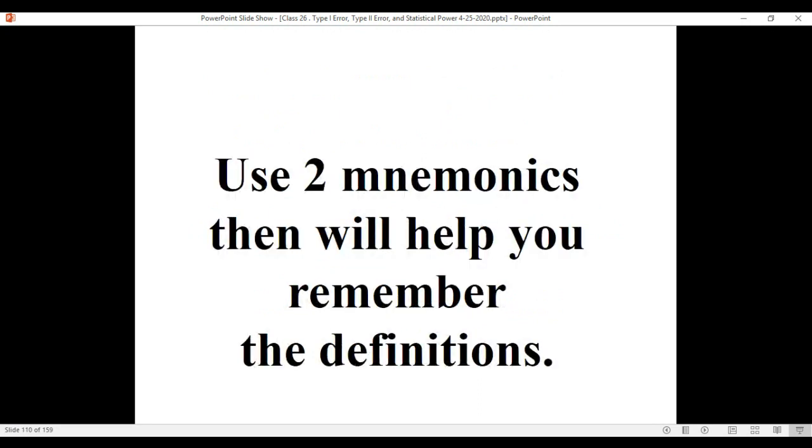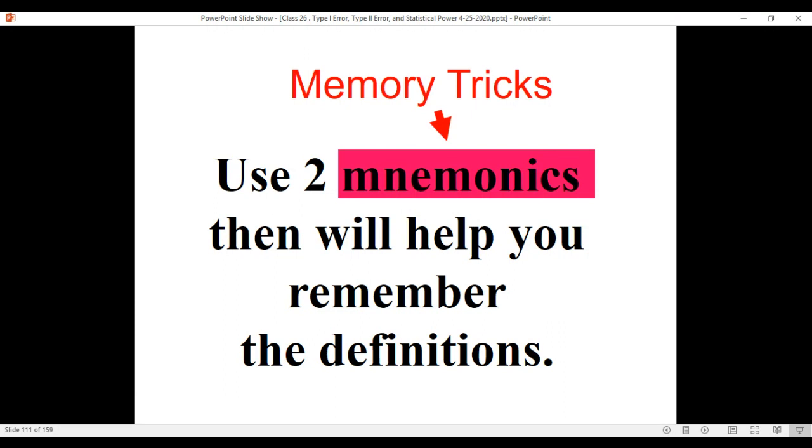But instead of relying on memorization, you can use two mnemonics that will help you to remember the definitions. Now, mnemonics is a word that means memory tricks. They're gimmicks to help you remember.